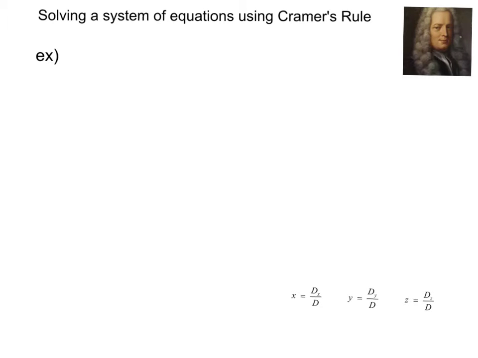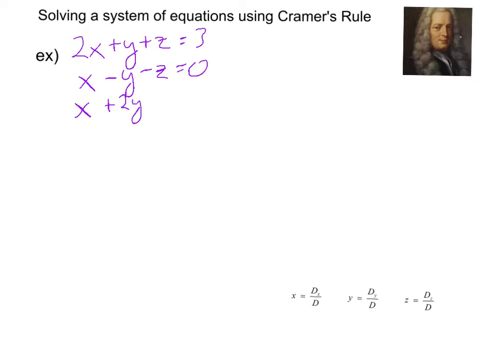Let's say we're given this system of equations. We have 2x plus y plus z equals 3. I know my z's look like 2's. We have x minus y minus z equals 0. And we have a third equation. That's going to be x plus 2y plus z also equals 0. All right, so there's our system. Now let's use Cramer's rule to find out what these x, y, and z values have to be.